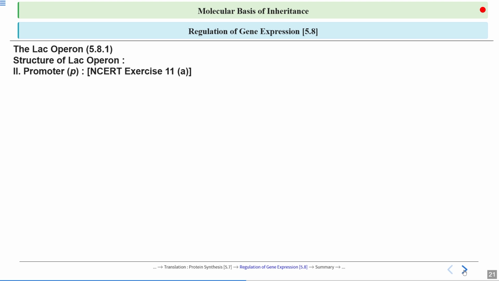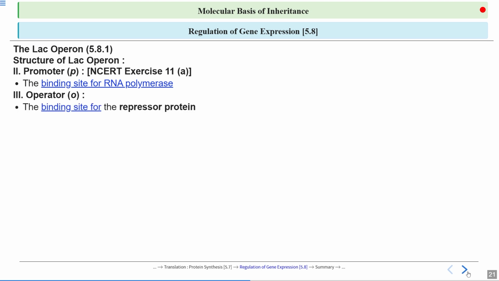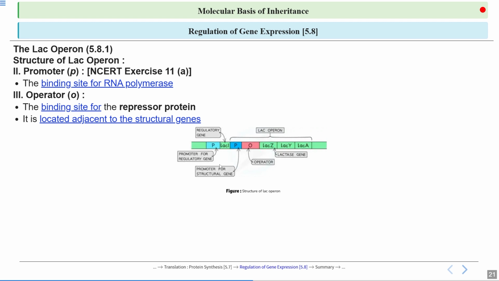Then we will talk about the promoter. This is the binding site for RNA polymerase. We have studied about this promoter: the sigma factor binds to the RNA polymerase, then the RNA polymerase will go and bind to the promoter, and then transcription starts. Then there is the operator. This is the binding site for the repressor protein that the regulatory gene is transcribing and encoding. It is located adjacent to the structural gene. So you can see this is the promoter, the binding site of the RNA polymerase.